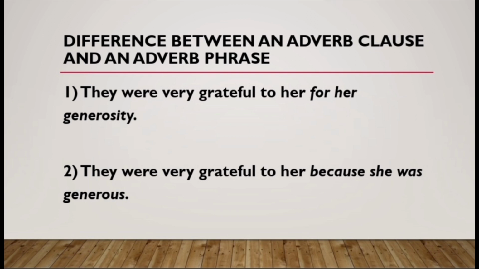If you see the first part in italics, it does not have a finite verb, it does not have a subject, that means it is an adverb phrase: for her generosity. The next example is because she was generous. She is a subject here and you have a finite verb was, therefore it is an adverb clause. So that's the basic difference between an adverb phrase and an adverb clause.